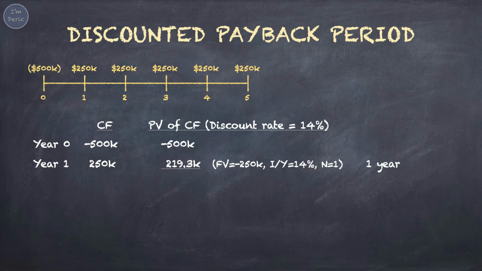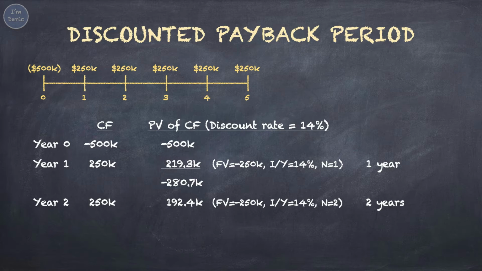Year 1, cash flow is $250K. To get the PV of year 1 cash flow, we may use the financial calculator. By keying in FV equals negative $250K, I/Y equals 14%, N equals 1, you will get the PV of year 1 cash flow, $219.3K. Taking negative $500K plus $219.3K, the balance is negative $280.7K. We will still need to recover another $280.7K.